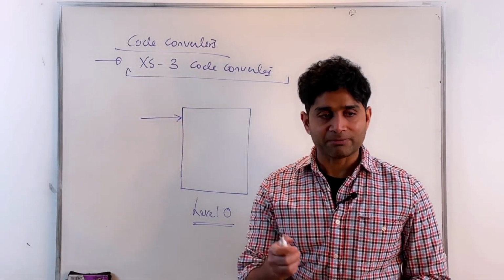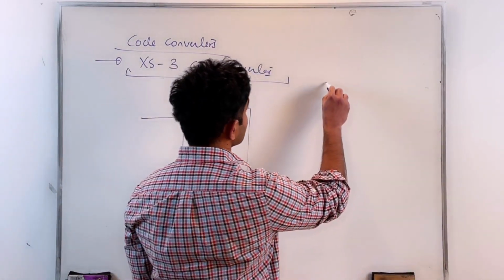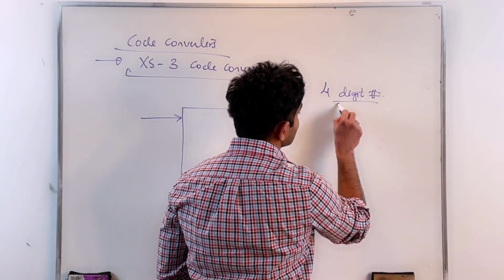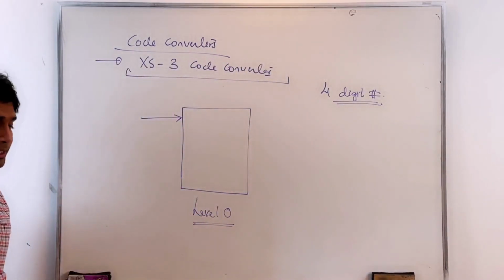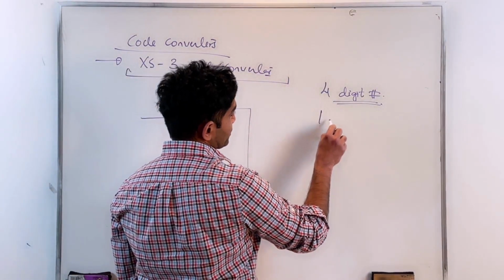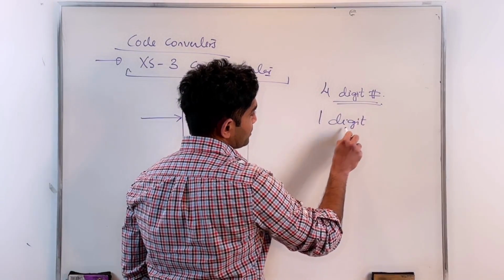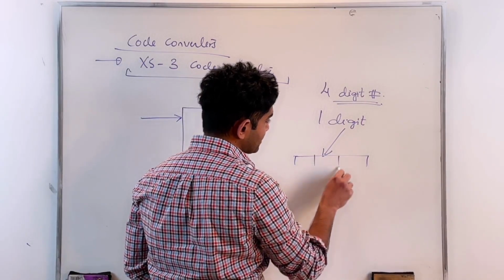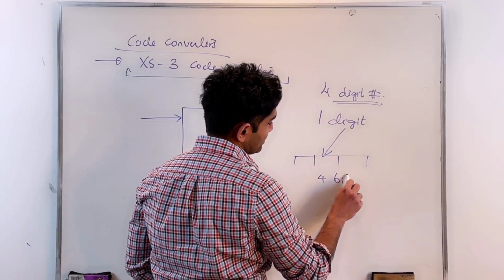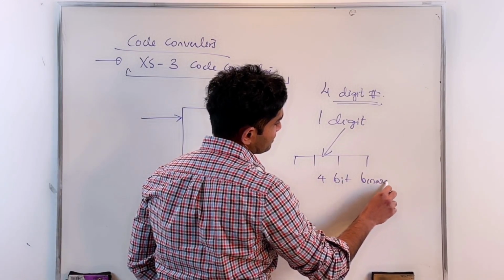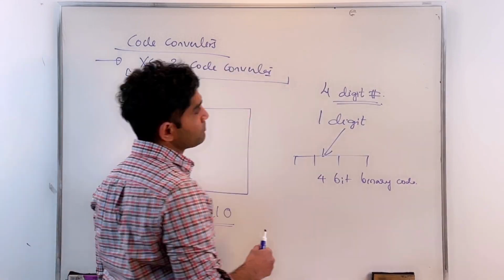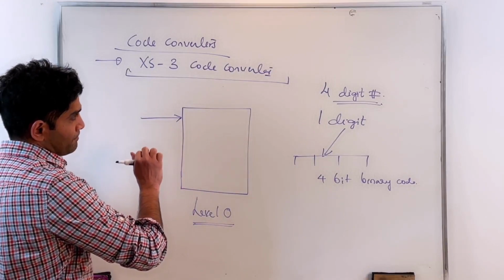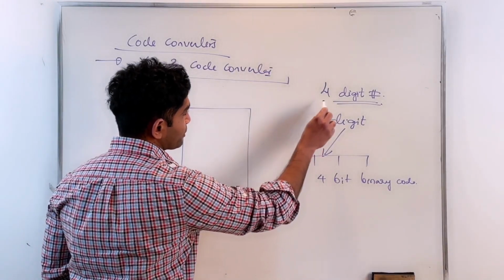Okay, so if I'm working with a 4-digit number, I would have 4 of these. Okay, each digit, because a single digit, would be represented as a 4-bit binary code. So if I want to work with 4-digit numbers, I need 4 of these. Okay. So let's look at 1 digit for now.